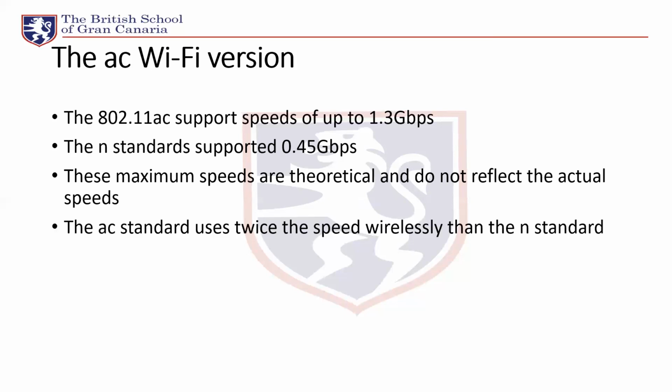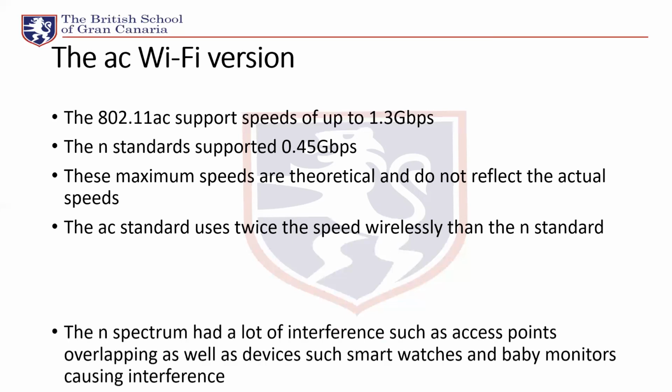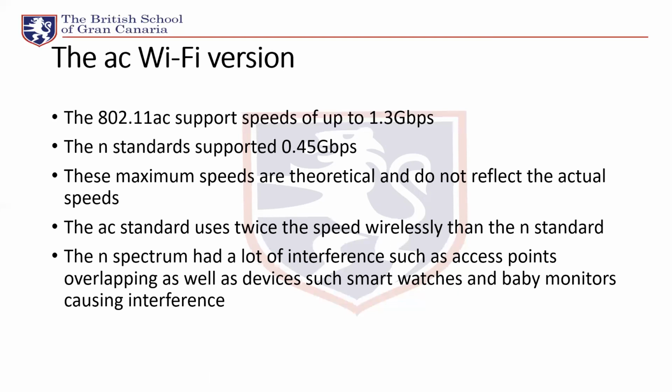Because obviously that can be dependent on the Wi-Fi that you have at home. Okay, so the AC standard uses twice the speed wirelessly than the N standard. Okay, so wirelessly is far more efficient and faster, which obviously fits into modern day life because we're now using more and more Wi-Fi devices. So the N spectrum had a lot of interference, and the problem was, obviously, there was interference with access points.